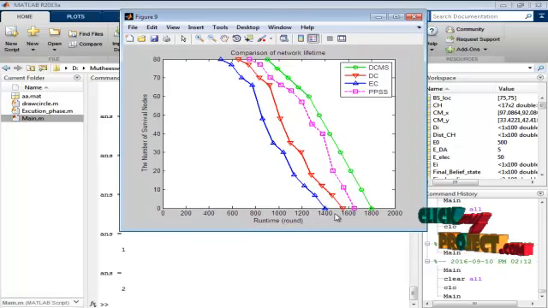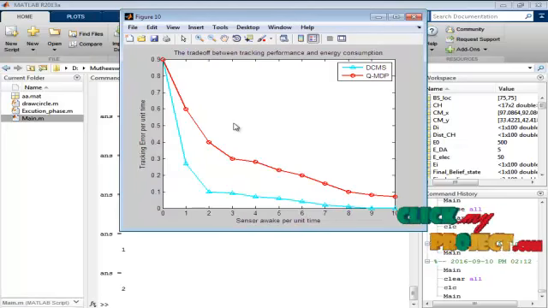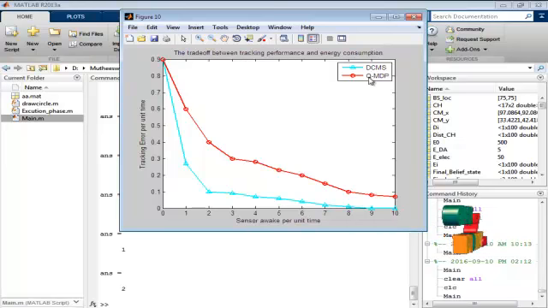By varying the runtime, that is rounds, we compare the number of surviving nodes, and also compare the existing and our proposed system. This is the tracking error per unit time by varying the sensor awake per unit time. This shows the trade-off between tracking performance and energy consumption. Here we compare with the QMDP algorithm and also our proposed work. Demo completed. Thanks for listening.